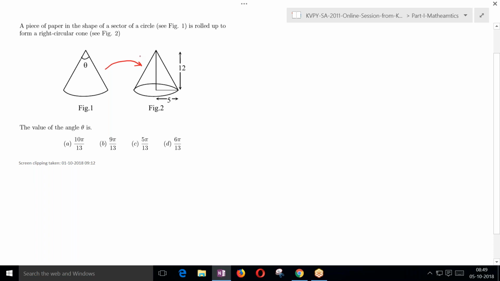That means when this transformation happens, one thing we can find is the slant height. If this is the slant height, it is nothing but the square root of 12 square plus 5 square. Because if we name the points A, B and C, ABC is a right angle triangle, so we can find the slant height. Slant height is AC, and that is equal to the square root of 12 square plus 5 square, and as you know, it is 13. So you find that slant height is equal to 13.